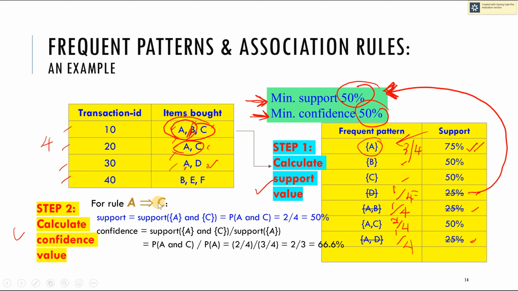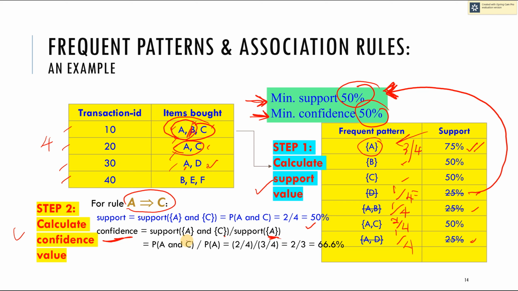So for example, we would like to see the confidence of when a person bought A, they will also buy C. So from here, we are going to calculate support. Okay, we have calculated it in fact. And we need to calculate the confidence. So in confidence, we are going to divide the support of the combination of A and C over the support of A, or the support of the antecedent.